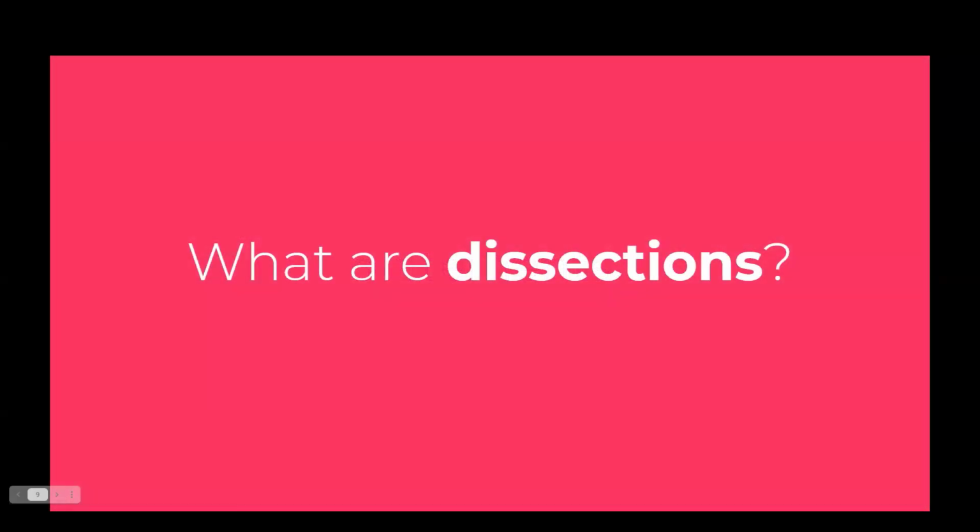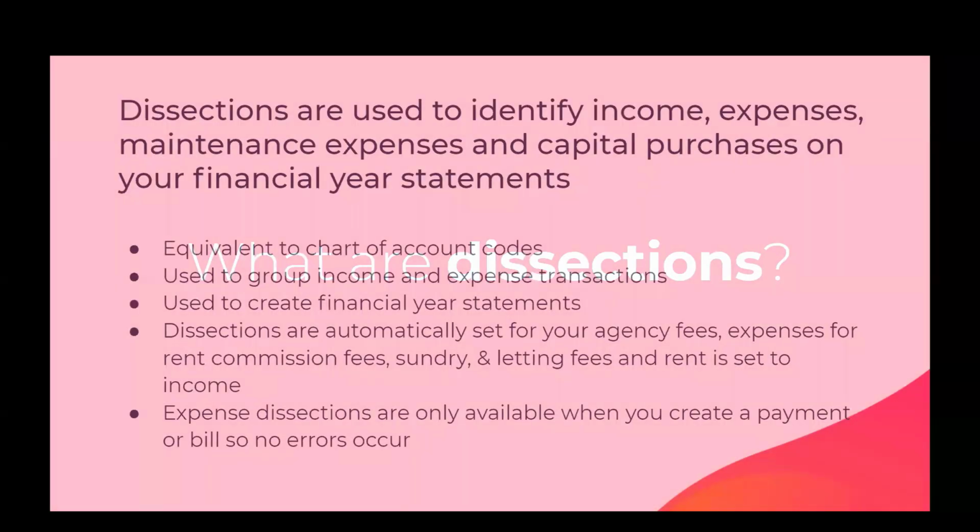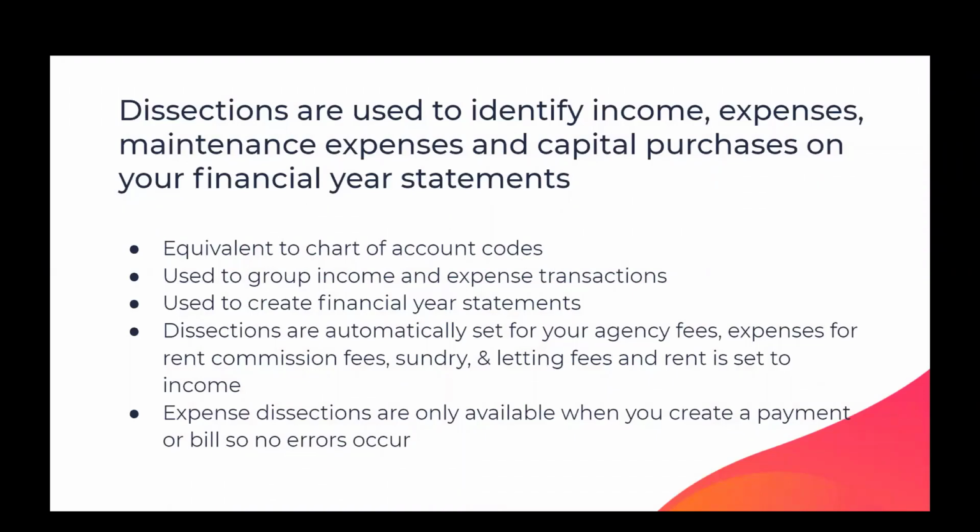So let's take a look at dissections. I know most of you likely know what dissections are, but we're just going to reiterate what essentially they do in Cloud. So at end of financial year, your statements are created from these dissections in Cloud, and they're used to identify all your income and expenses, your maintenance expenses, and also your capital purchases. So to break it down, it's essentially Console Cloud's equivalent of a chart of account codes, and they're used to group that income and expense transactions together and then create those financial year statements.